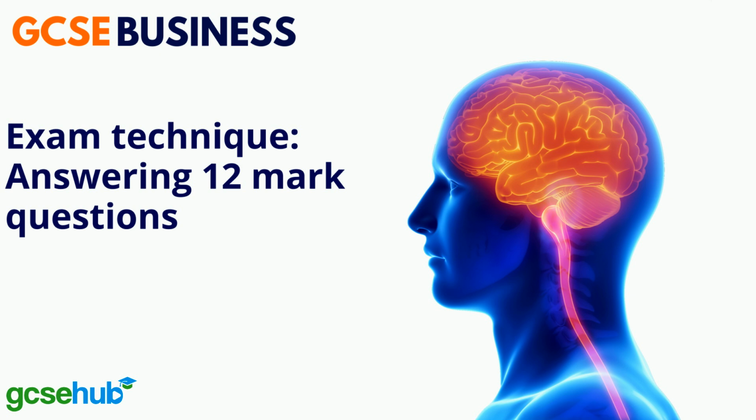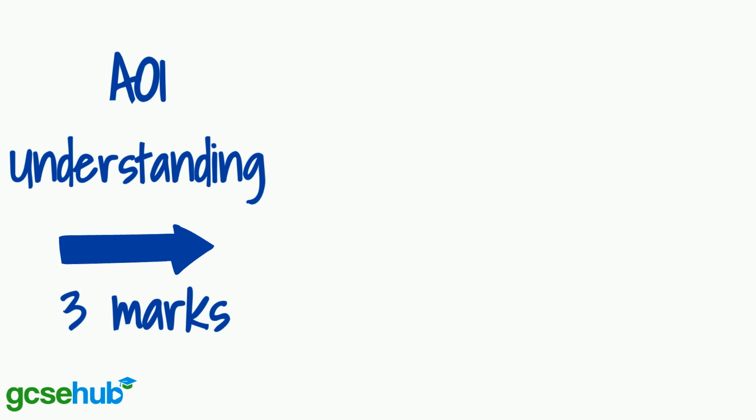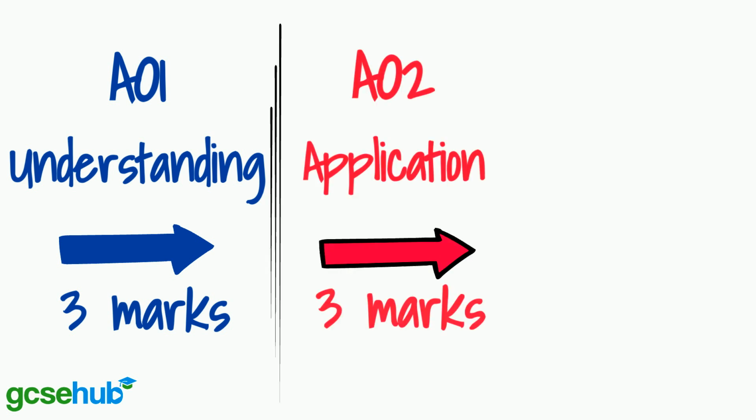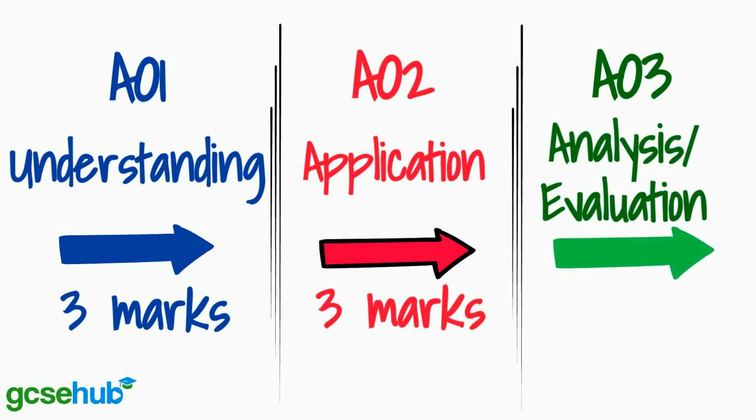Welcome to GCSE Hub. This is GCSE Business, and today we're looking at answering 12-mark questions on the AQA paper. Now, there are 3 assessment objectives, or AOs as they're called, that will be assessed in this question. It's the only question which actually examines all 3 of the assessment objectives. So you've got understanding, application, and analysis and evaluation.